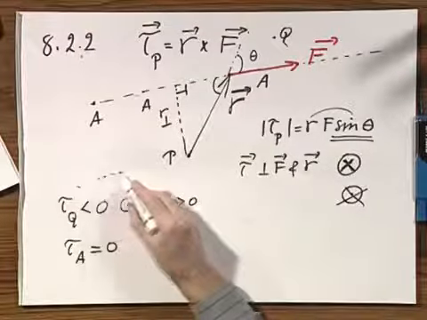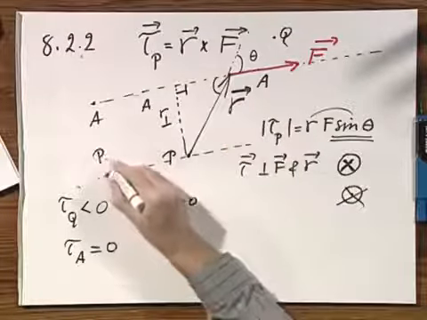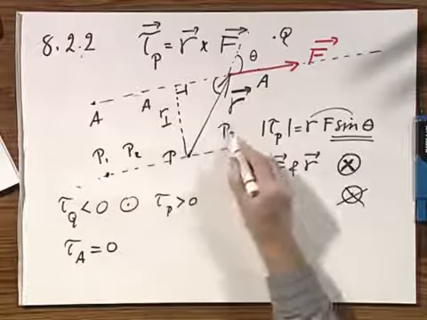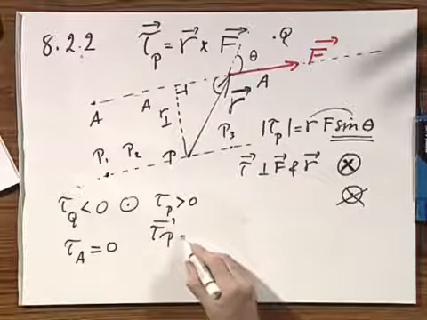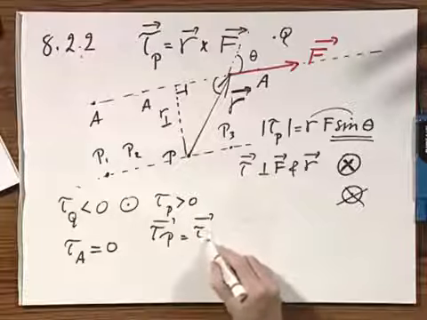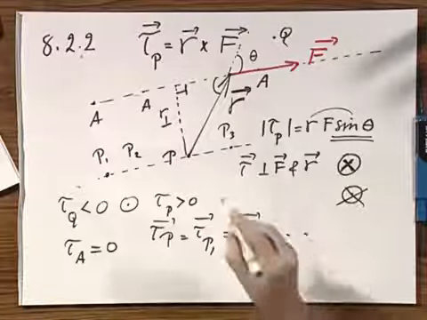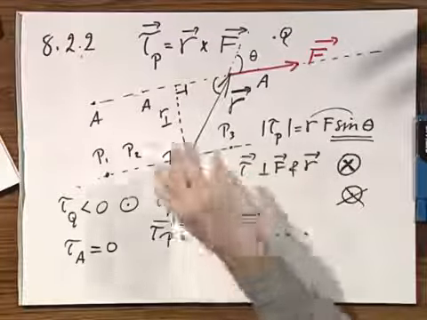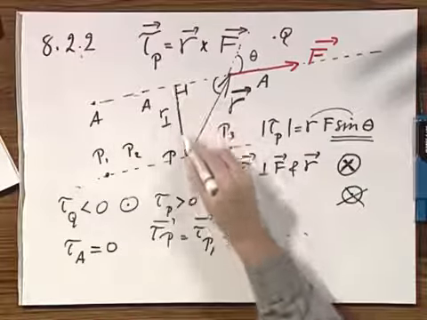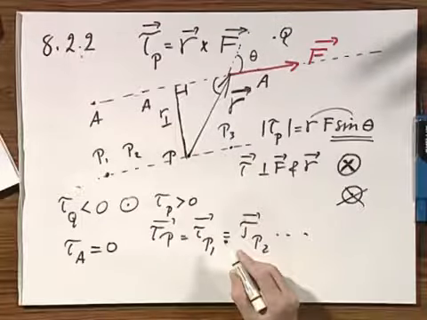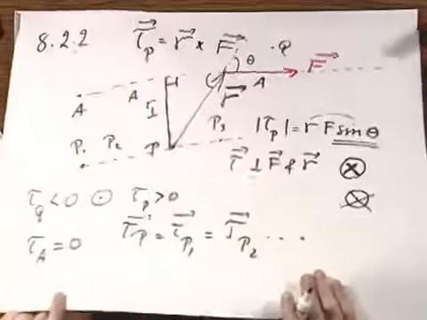If I chose a line perpendicular to F, perpendicular to this working line, and I had here a point P1 and a point P2 and a point P3, then the torque relative to point P would be the torque relative to point P1, would be the torque relative to point P2, and so on. For the simple reason that the torque is always positive, and the simple reason is that r perpendicular is the same for all these points. So I hope that this will help you a little bit in getting going on this problem.